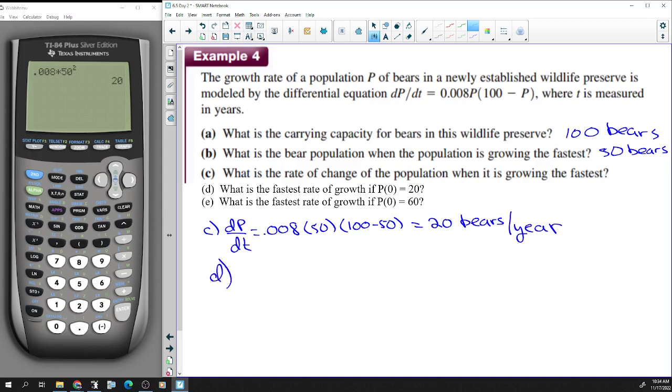Letter D, what is the fastest rate of growth if we start with 20 bears? Well, if we start with 20 bears, the fastest growth will be when the population is 50. So this answer is exactly the same.